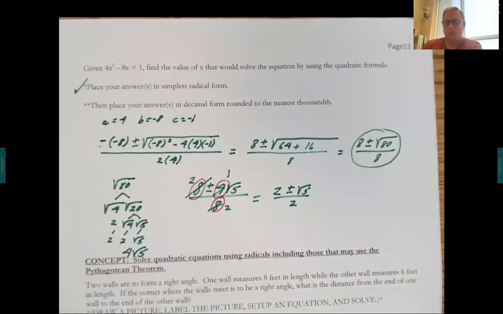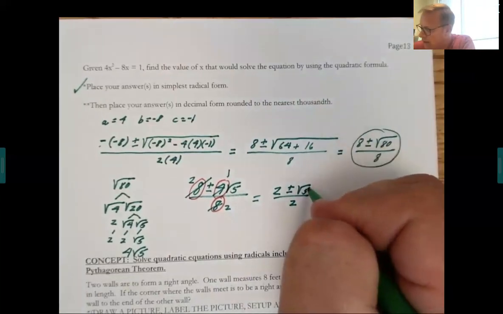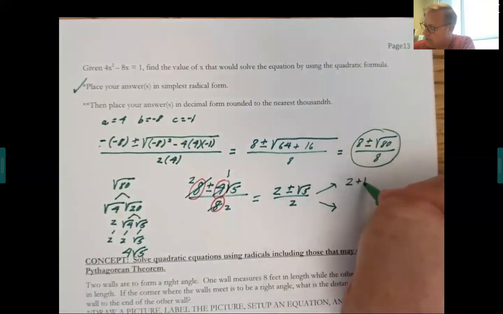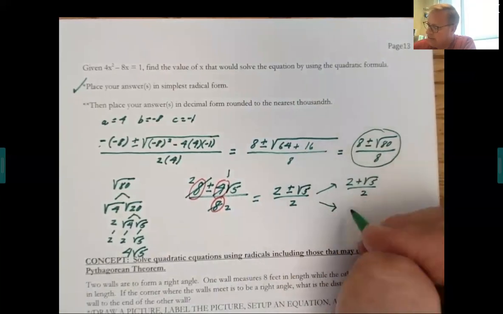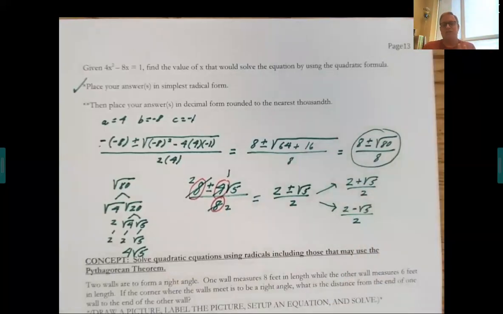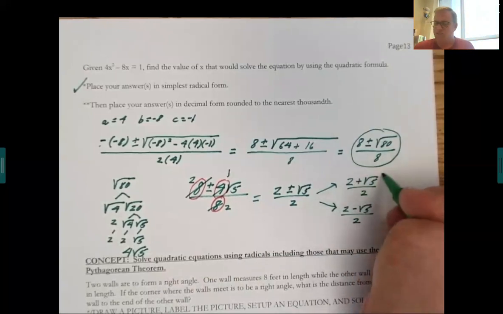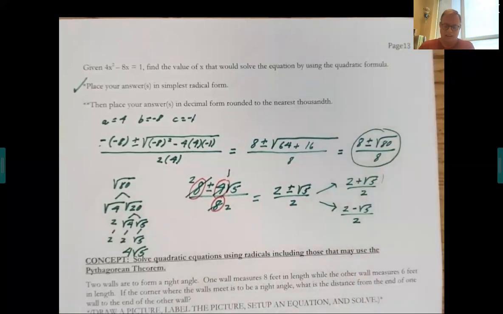But how do we change them to a decimal? Well, recall that these are the two answers, 2 plus the square root of 5 over 2 and 2 minus the square root of 5 over 2. And you can do this a couple different ways. One is if you have a fraction key on your calculator, you can put this entire numerator in your calculator and divide it by 2, or put all of this numerator inside the parentheses and go from there.